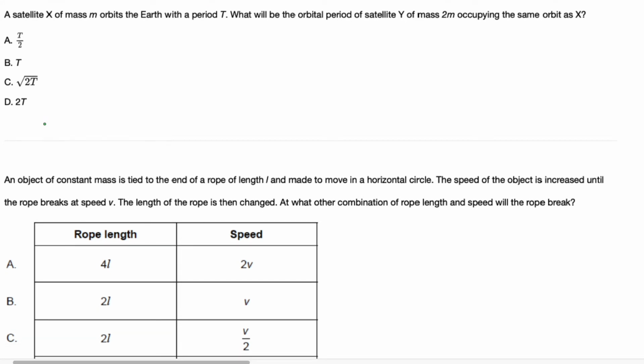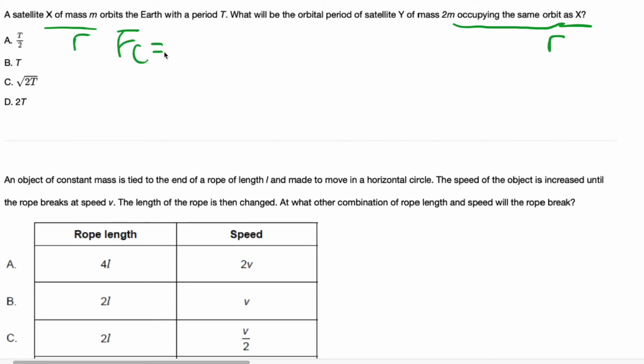A satellite X of mass m orbits the Earth with period T. What will be the orbital period of satellite Y of mass 2m, occupying the same orbit as X? So occupying the same orbit means they both have a radius r, so their radius remains constant. Or to be more accurate, the distance between the satellite and Earth remains constant. So the distance is both r, and you need to find out how does your period change.